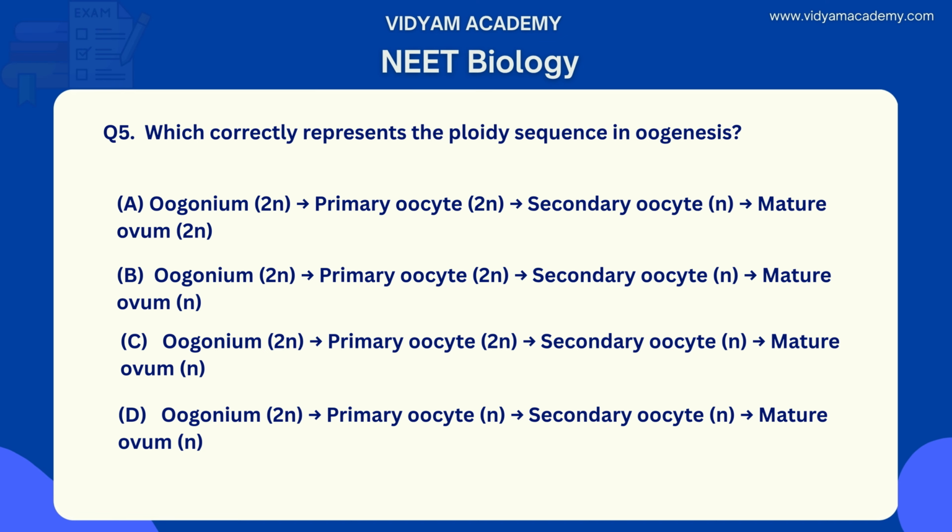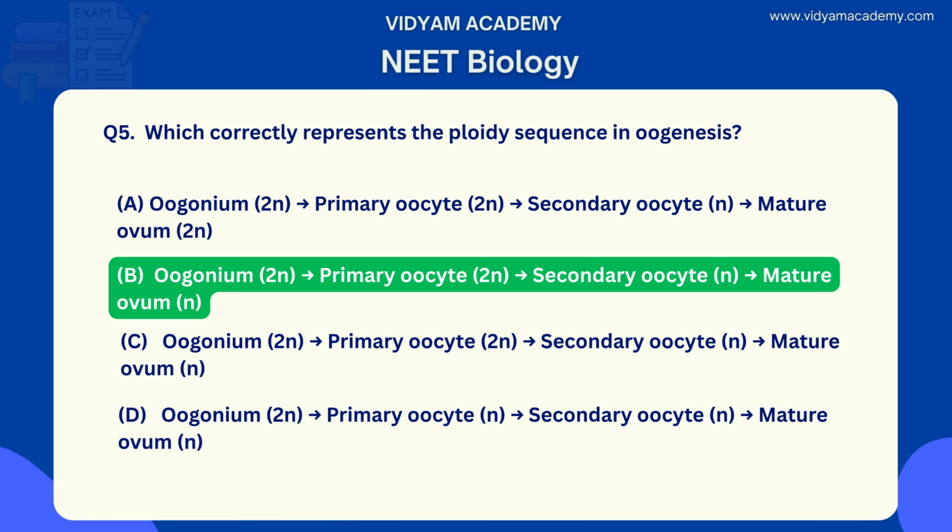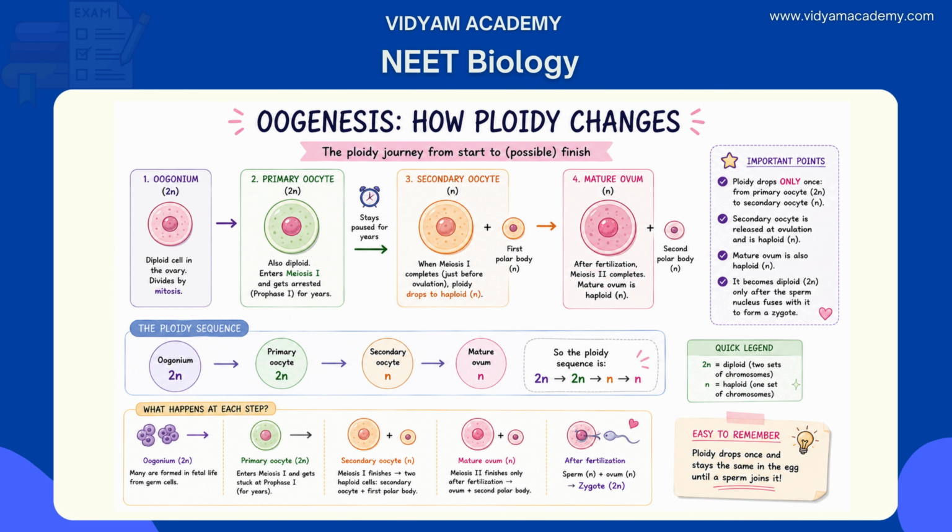What is the correct answer for this question? A ploidy sequence in oogenesis. Yes, option B. 2N, 2N, N, N. Why and how? Let's see. The oogonium is a normal diploid 2N body cell in the ovary that divides by mitosis.